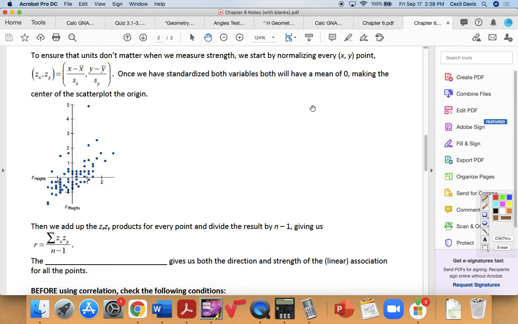So we would like to have a measurement for strength. Form is just the shape, direction, that's either positive or negative. But for strength, we'd like to have a number for it. Okay? And we can actually do that. And here's how. What we can do is start by normalizing every point on a scatter plot. So for every single point, we would get a z-score for both of them. Okay? So a z-score normalizes everything.